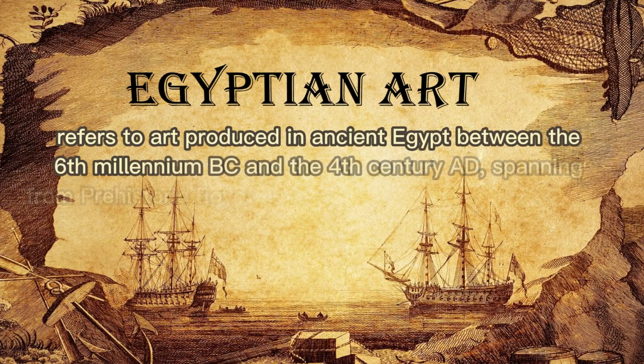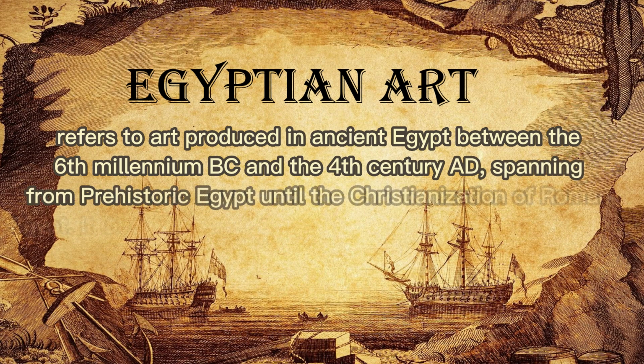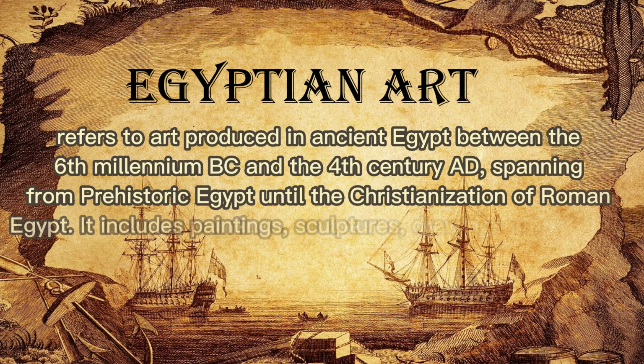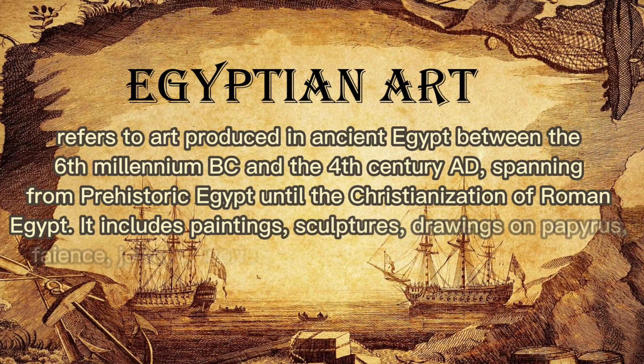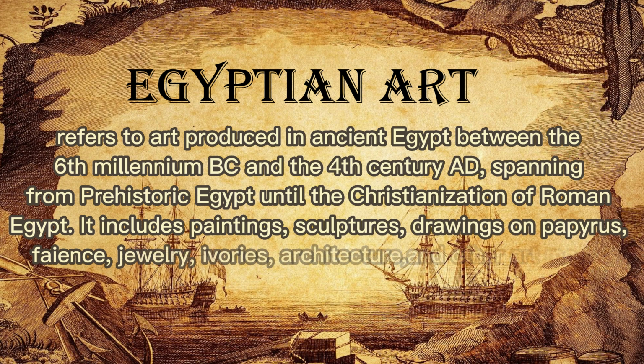Egyptian art. Ancient Egyptian art refers to the art produced in ancient Egypt between the 6th millennium BC and the 4th century AD, spanning from prehistoric Egypt until the Christianization of Roman Egypt. It includes paintings, sculptures, drawings on papyrus, faience, jewelry, ivories, architecture, and other art media.